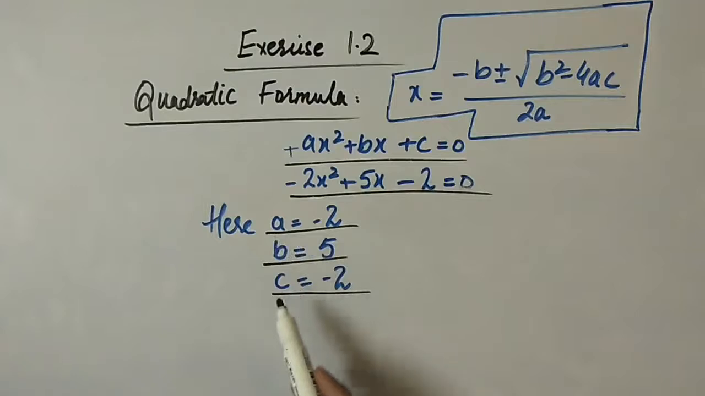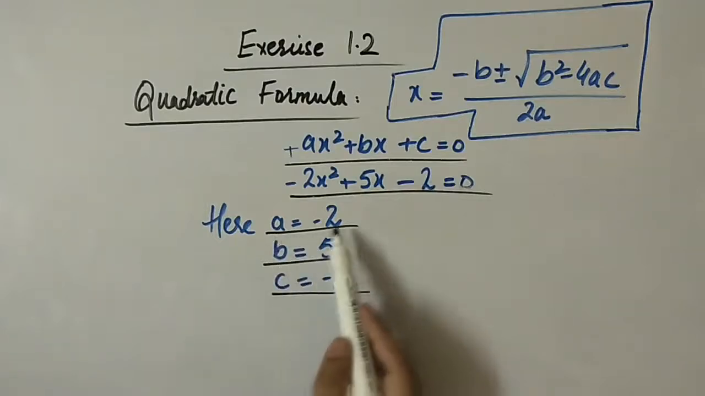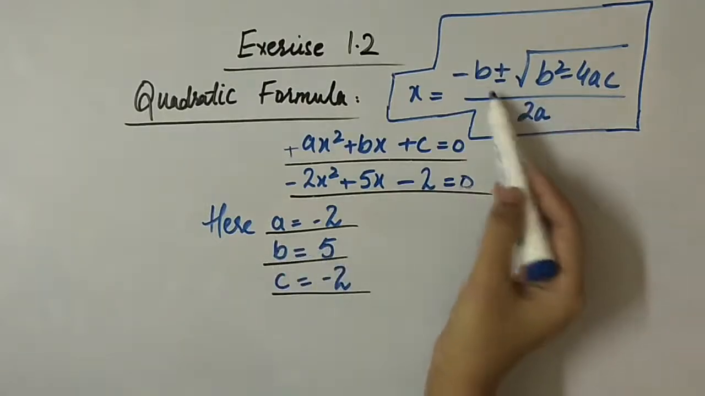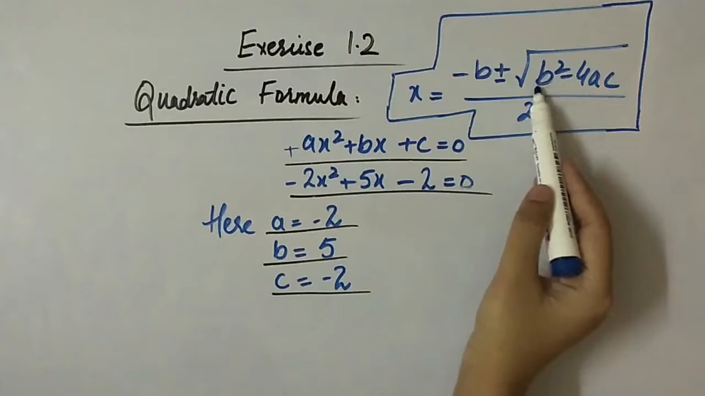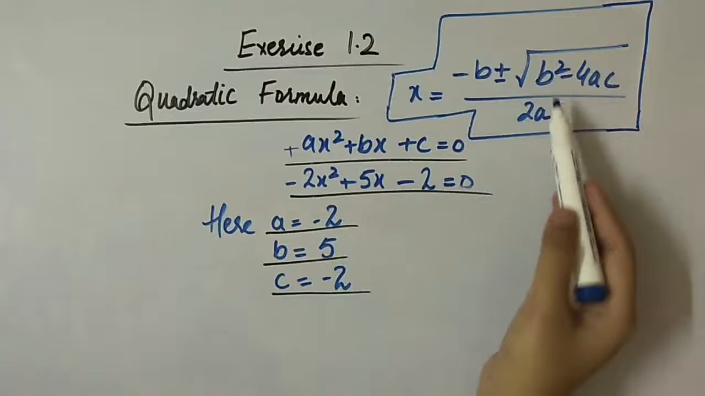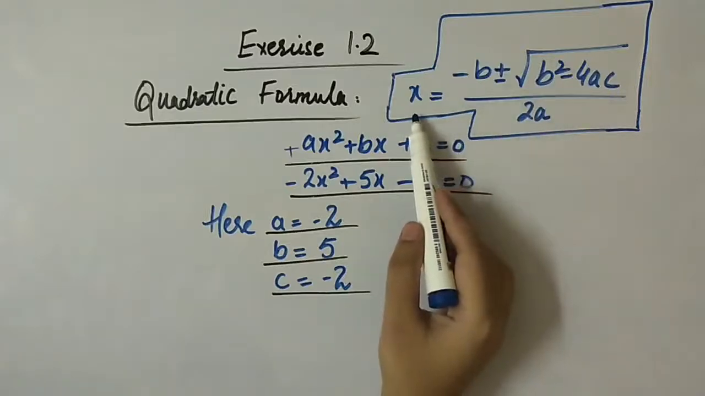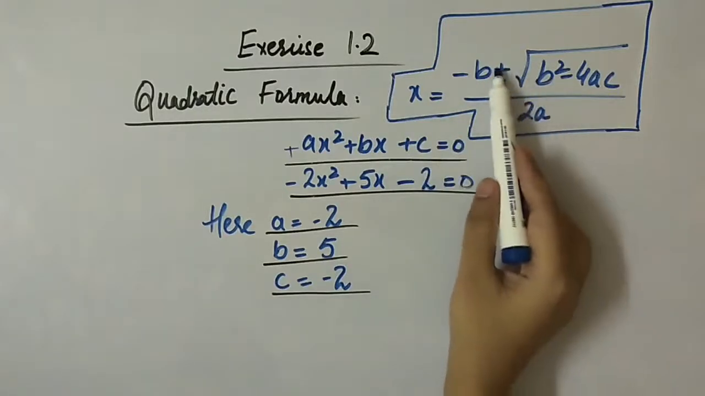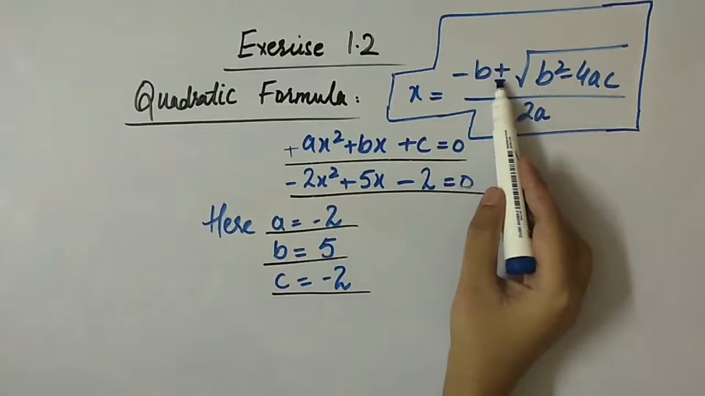Now a, b and c. Put the value of a, b and c into this formula. Here you have to put the value of b, then a, then c. Clear? And after simplification, you will get the value of x. And look, here is plus minus, which means that we will get two values of x.